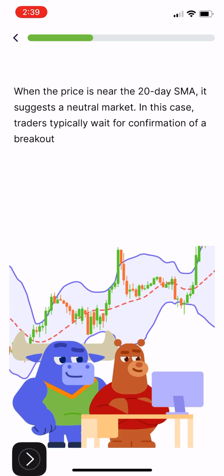When the price is near the 20-day SMA, it suggests a neutral market. In this case, traders typically wait for confirmation of a breakout.